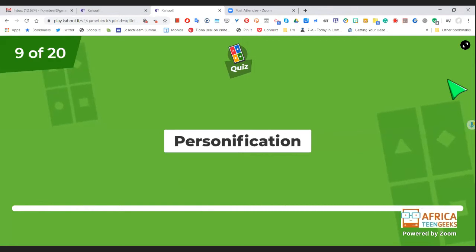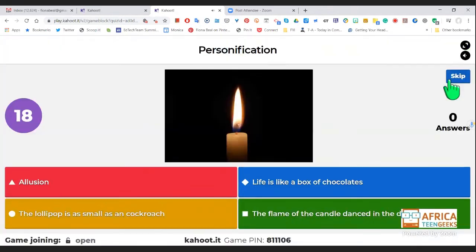Right, now we're just dealing with personification. Which one is personification?